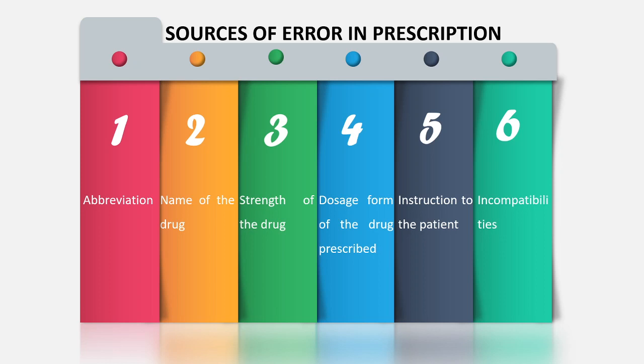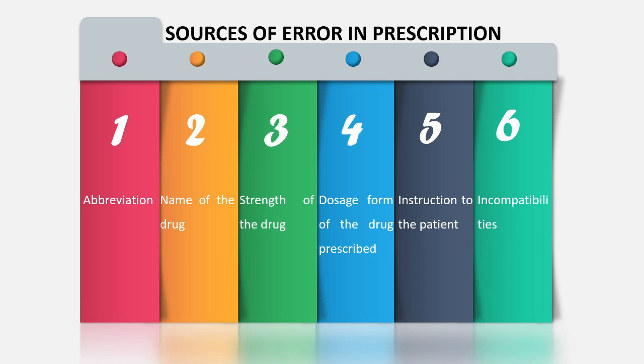Next point is dosage form of the drug prescribed. Many medicines are available in more than one dosage form, like liquid, tablet, capsule, etc. So it should be clearly mentioned which dosage form needs to be given. Say a patient is suffering from fever, and his or her age is 5 or 6, and the dosage form is not given, and if we give a tablet, then it is quite unacceptable. You can't give anything like that. You need to be very sure about what you are giving.